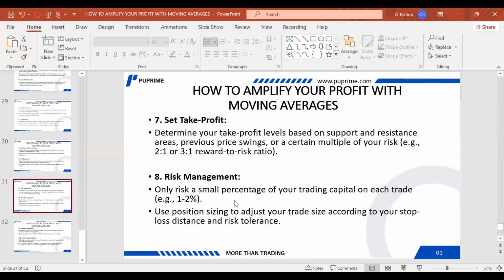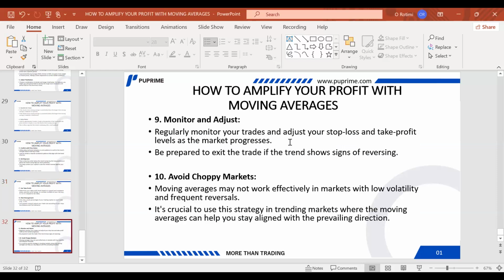The number 8, risk management. Only risk a small percentage of your trading capital on each trade. That is, don't risk more than 1 to 2% of your trading capital on each trade. Use position sizing to adjust your trade size according to your stop loss distance and risk tolerance.